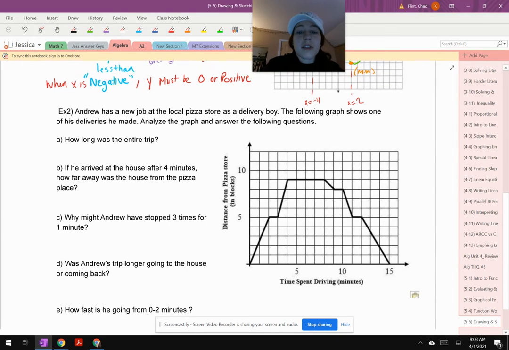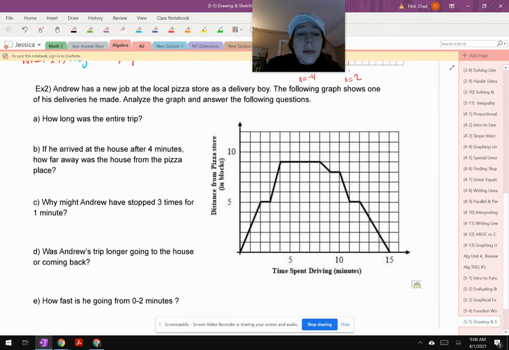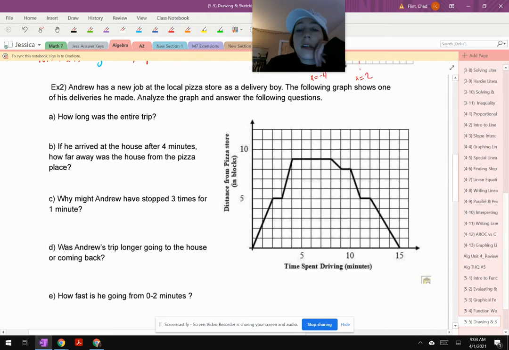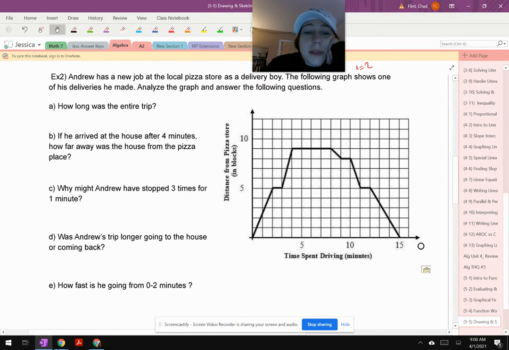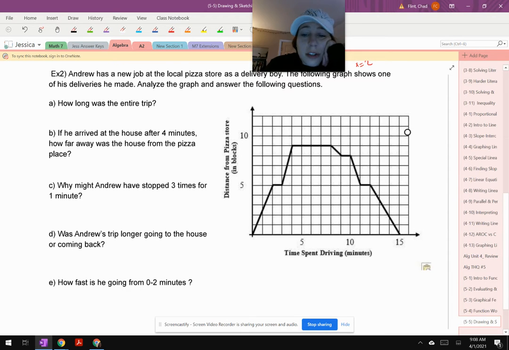All right, example 2 here on 5-5. Andrew has a new job at the local pizza store as a delivery boy. The following graph shows one of his deliveries he's made. Analyze the graph and answer the following questions.